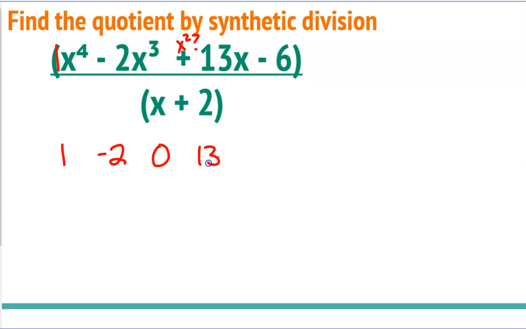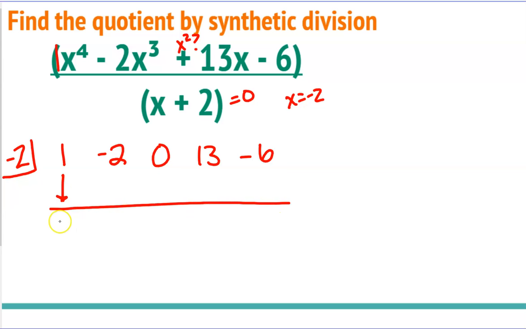There's a 13 for my x, and then a negative 6 for my constant on the end. All right, the number that goes on the ledge or in my magic box comes from what we're dividing by. x plus 2, make that equal to 0. So here we see x equals negative 2. That's what goes in our box. Now time for synthetic division.